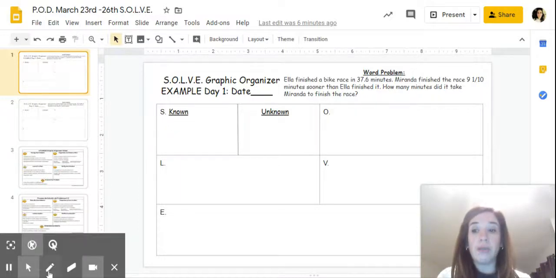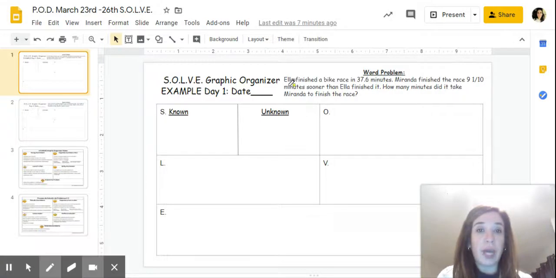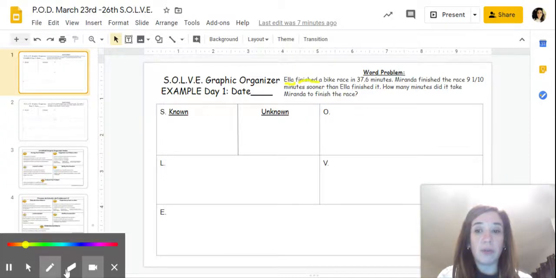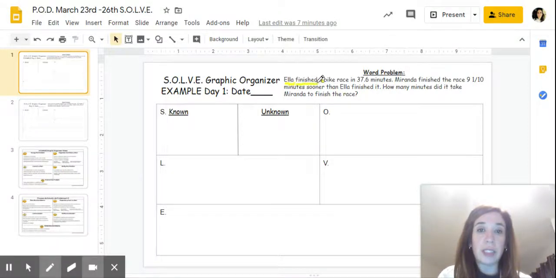So when I do that, I'm going to get the little pen here and I'll put it at yellow. But I know that I'm talking about Ella. I know that Ella finished the race. Let me erase that. That did not look good. Okay, so I know Ella finished the race in 37 and 6/10 minutes.